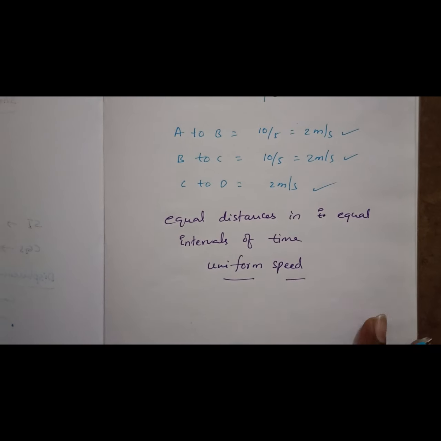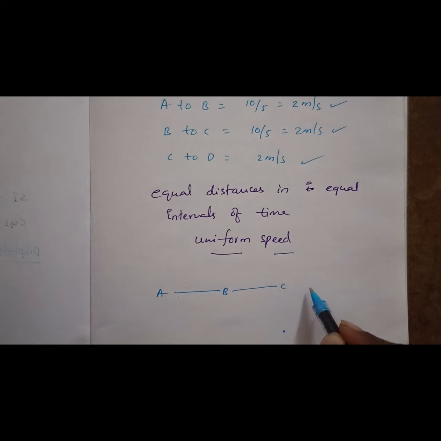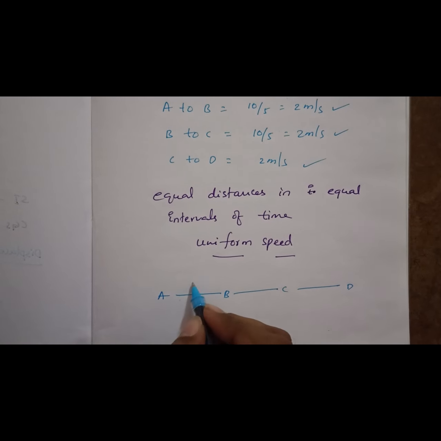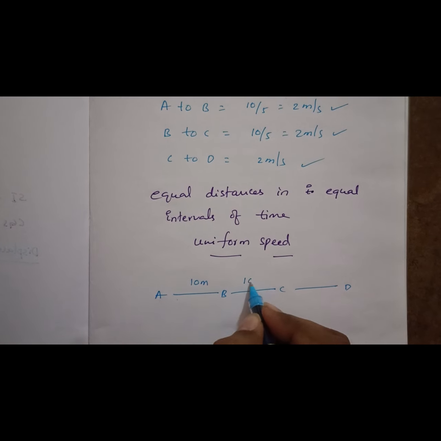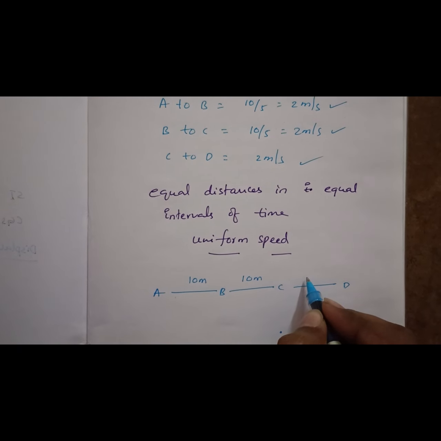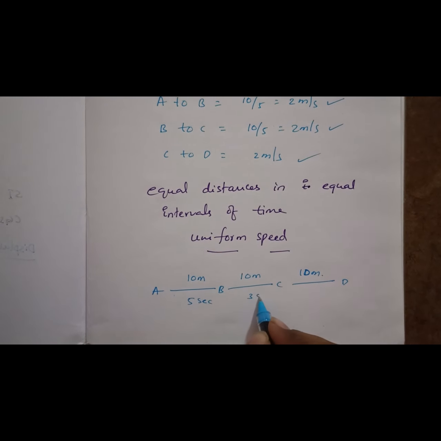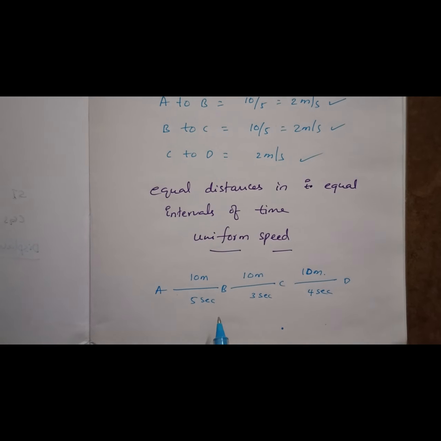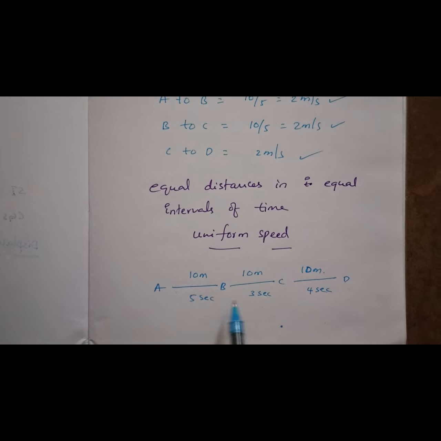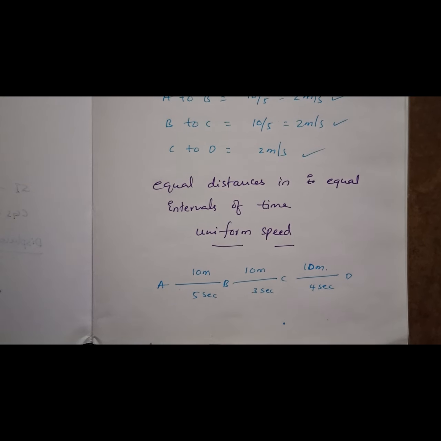Now the same body is traveling A to B, B to C, C to D. A to B 10 meters, B to C 10 meters, C to D 10 meters. Now here it took 5 seconds, here it took 3 seconds, here it took 4 seconds. Now can we say the speed is same for A to B, B to C, C to D? No, it is not same.